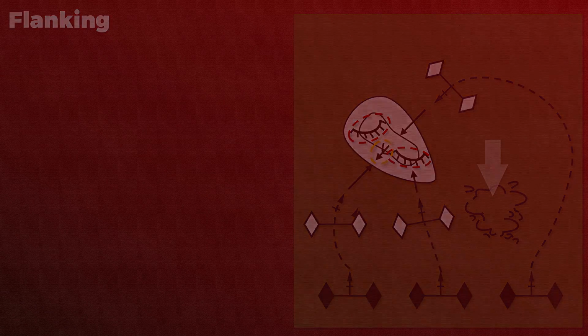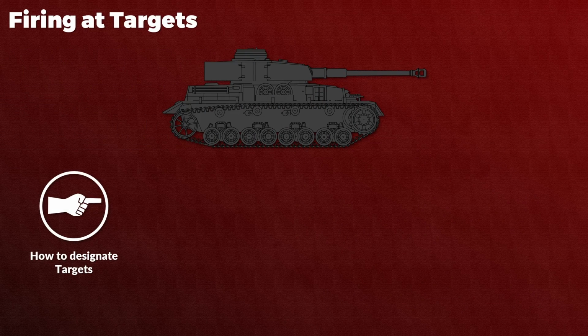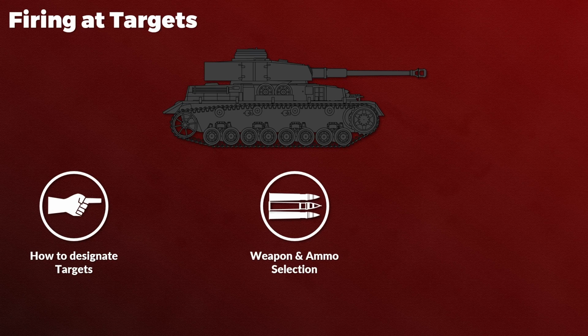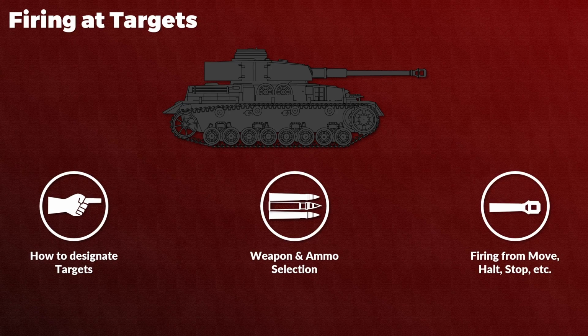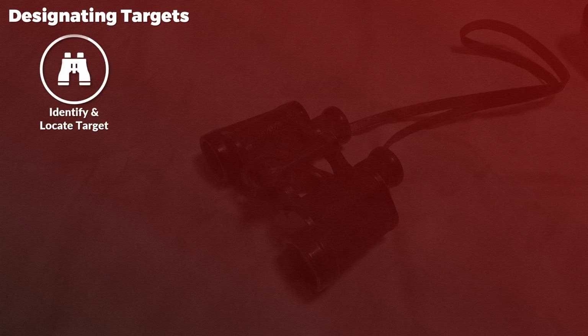Let us look at the instructions on how to fire at targets. This includes how targets are designated and which type of weapon and ammo is to be used. Additionally, there are some further details on when to fire on the move or from a halt. First, designating targets. Because before you can shoot at something, you need to identify and locate it.